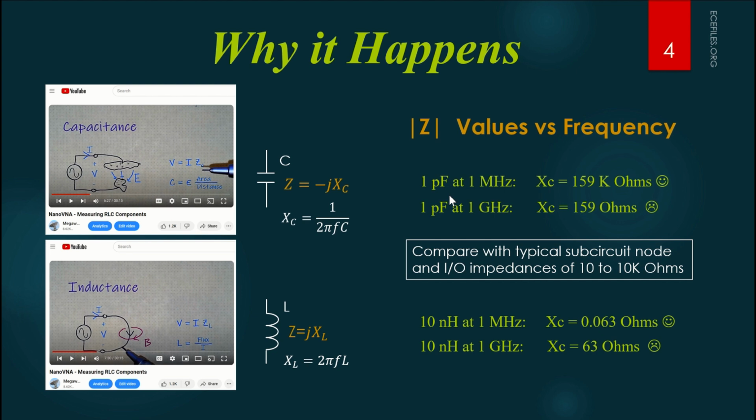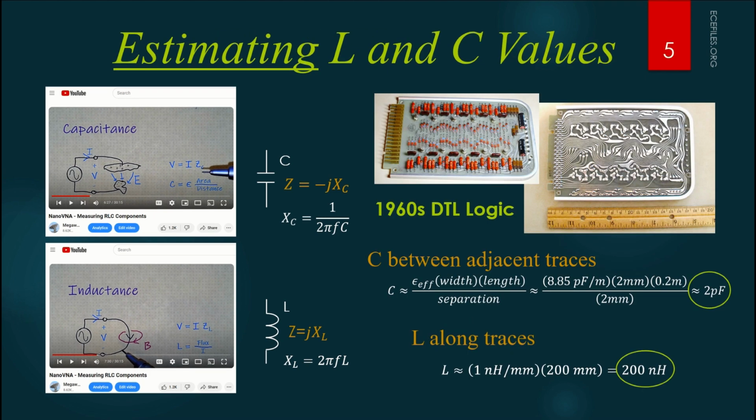So what about these values that I picked in my example? 1 picofarad, where did I get that? And 10 nanohenry, where did I get that? Well, here's an example of an early computer circuit board. This is actually out of a 1960s circuit card that was part of the Apollo moon landing ground support equipment. At least that's what I'm told by the eBay people that I bought it from.